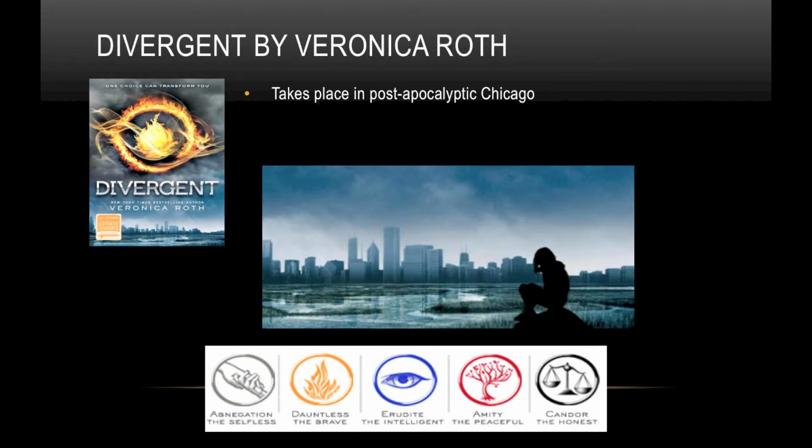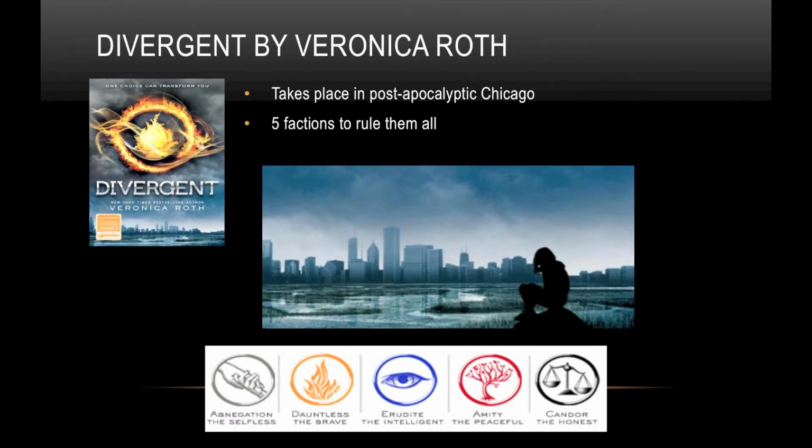Abnegation are the selfless, meaning that they really don't want to do anything for themselves. Amity are the peaceful people. Candor are all the brutally honest people. Dauntless are the brave people, and Erudite are the very intelligent. And everything is really to the extreme. So people who are Erudite are very, very intelligent, but they don't care about anything else. People who are Dauntless are so brave that they will jump off buildings.